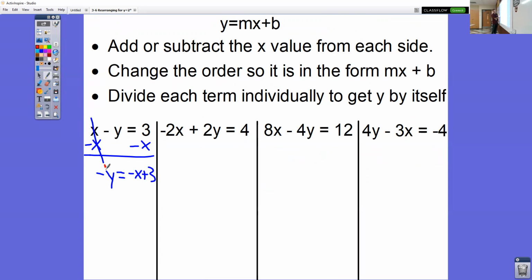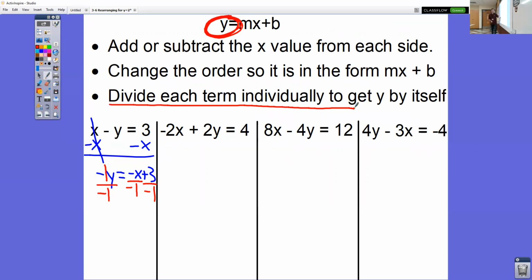Now you have to be careful. There is really a negative 1 in front of that x. We want just a y in front, just a y equals. This says negative y or negative 1y equals. We don't want that negative 1 in front. So we want to divide by negative 1, divide by negative 1, and divide by negative 1. You have to divide each term individually to get the y all by itself.